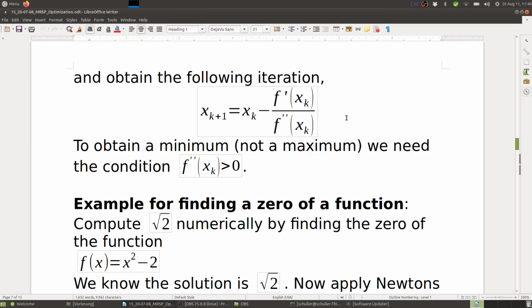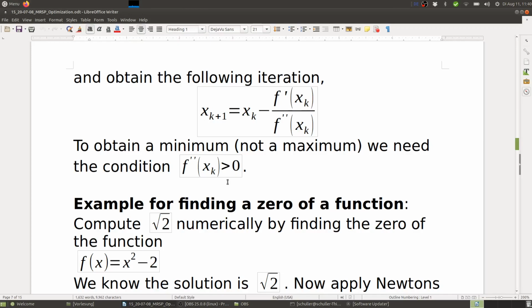Right, so this finds us then the minimum. And actually, to obtain a minimum and not a maximum, we need to have the condition that the second derivative is larger than zero. Right? If it's smaller than zero, then it's actually a maximum. Right? And that can happen too with this iteration.